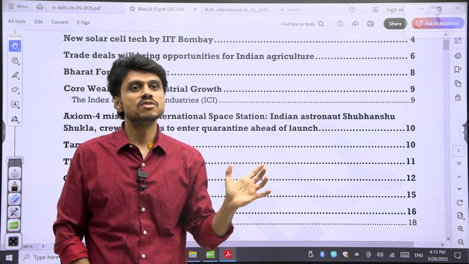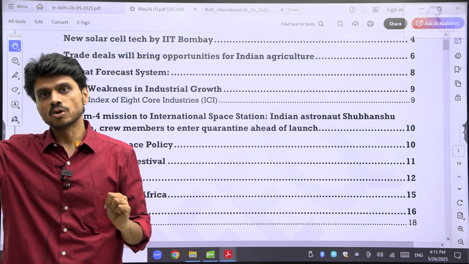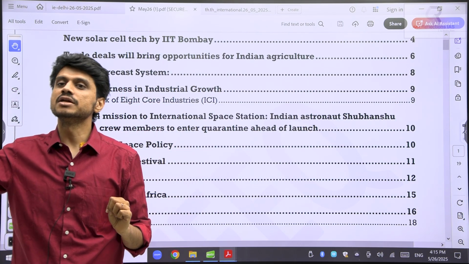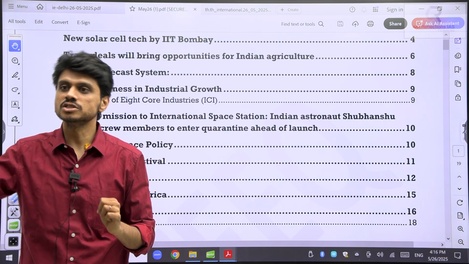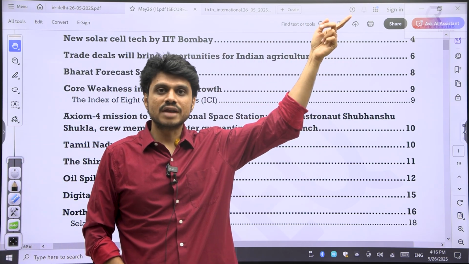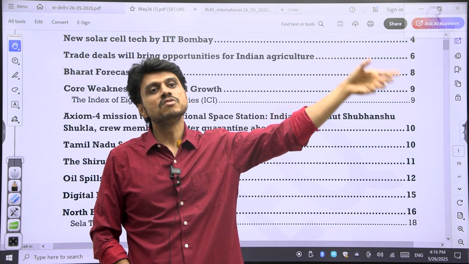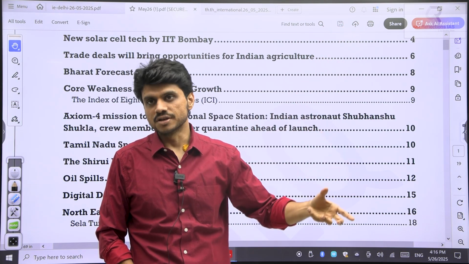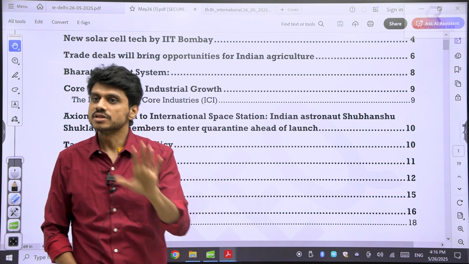Because we also have the Gaganyaan mission, and we are also trying to build our own International Space Station. So when our astronaut travels in space, we will also get that scientific learning. So this is the thing that you need to know.